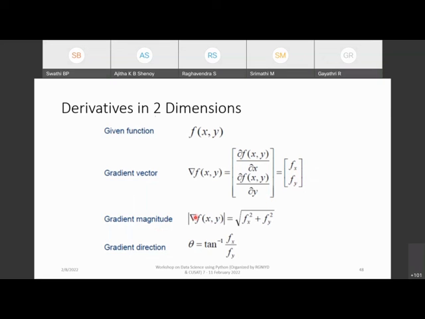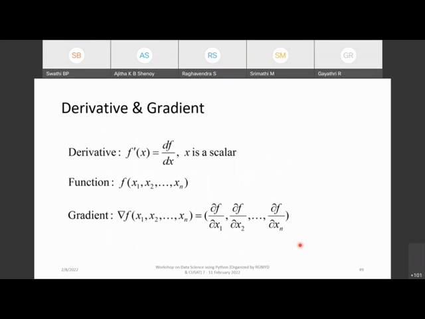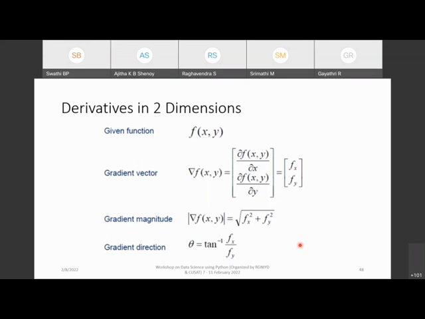Once you get fx and fy, you can calculate the magnitude of the gradient, which is given by the equation square root of fx square plus fy square. Similarly, you can calculate the direction of that particular gradient, which is given by the formula theta is equal to tan inverse of fx by fy. So this is for the two-dimensional case.